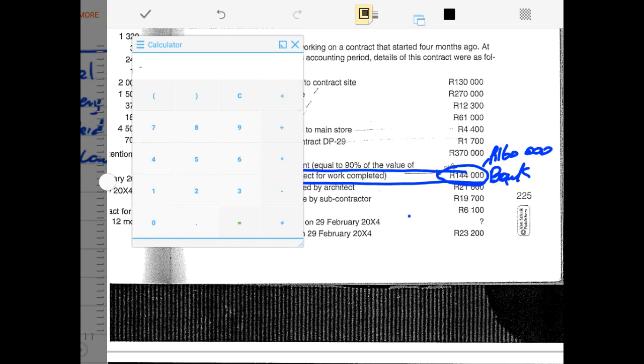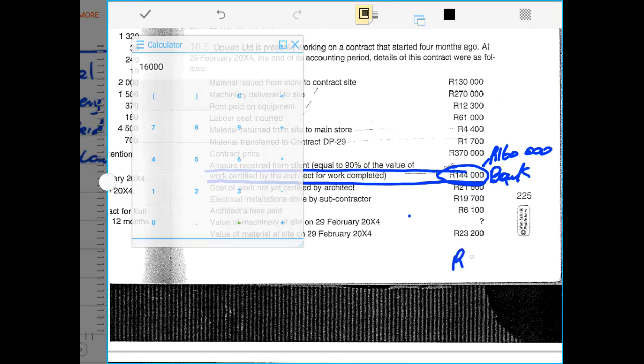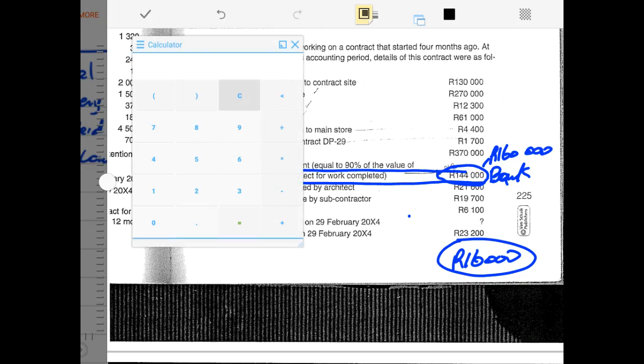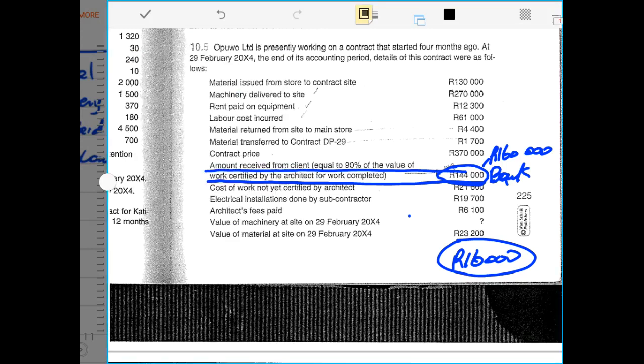So now if you say 160,000 rands less 144,000 rands, it means by the end of the year the client will owe us 16,000 rands. So now under our data, we expect to have a balance of 16,000 rands, which will appear in the statement of financial position as a debtor, or debtors control, or receivables.